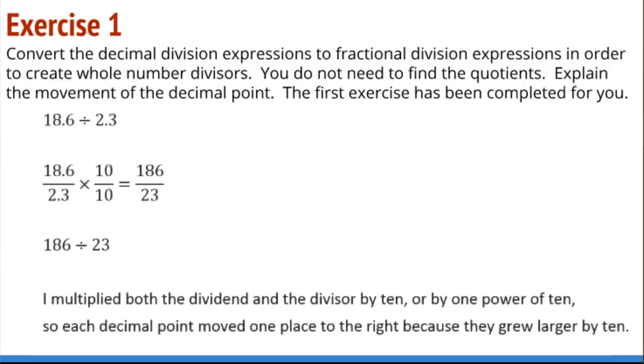All right, and here is the explanation out of the teacher's materials. I multiplied both the dividend and divisor by 10, or by 1 power of 10. So each decimal point moved one place to the right because they grew larger by 10. But once again, I really like the idea of thinking of this: it's not the decimal that moved, it's the digits. The 6/10 was multiplied by 10 and became 6 ones. The 8 ones was multiplied by 10 and became 8 tens. The 1/10 was multiplied by 10 and became 1 one.